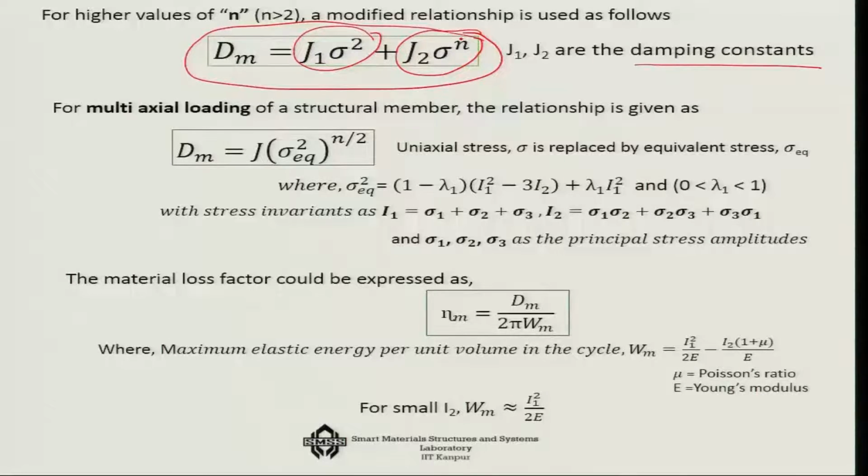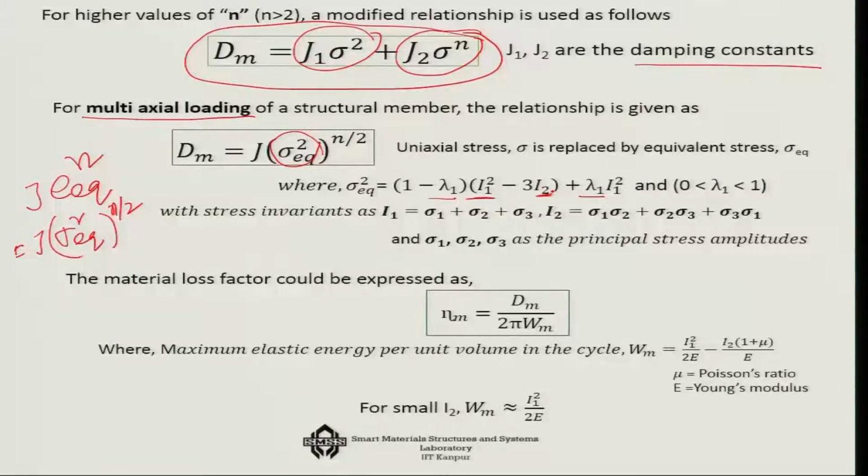Now, if the stress becomes multi-axial, because there are many cases where the stress may not remain uniaxial, then this sigma is to be replaced by sigma equivalent. Otherwise, our expression is the same, it is again J sigma equivalent to the power n. So, the only thing is we are now writing it as J times sigma equivalent square to the power n by 2. Here sigma equivalent square depends on the Lame's constant lambda 1 and also the stress invariants I 1 and I 2.